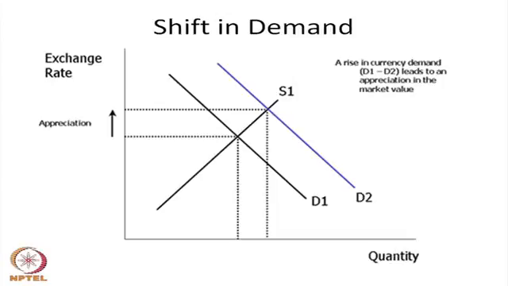If you see the diagram, on the y axis we have the exchange rate of the foreign currency, and on the x axis we have quantity supplied and quantity demanded of the exchange, that is, the foreign currency. Here you see that D1 and D2 are the demand for foreign currency and S1 is the supply of foreign currency.